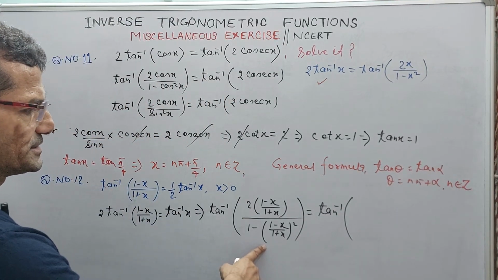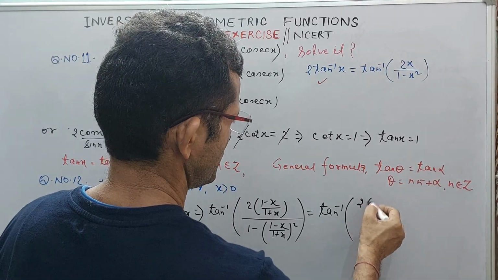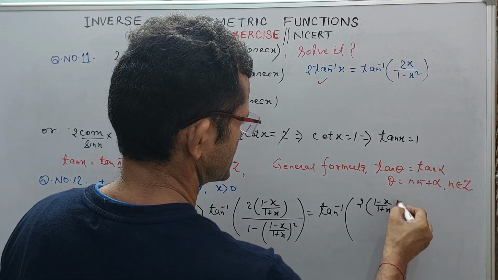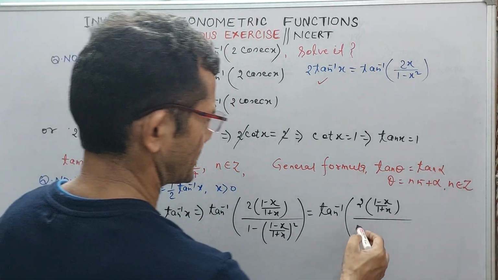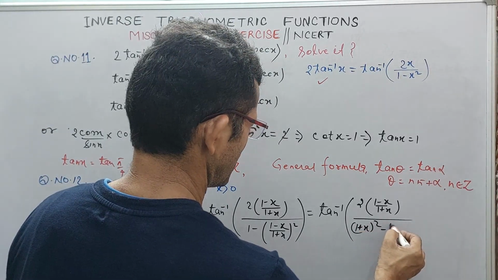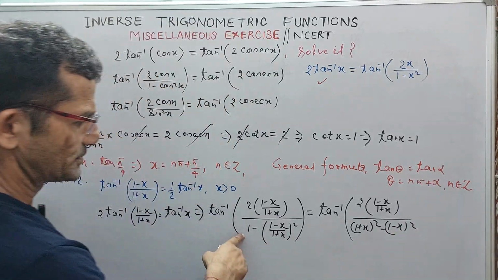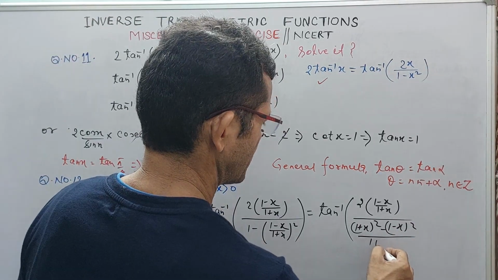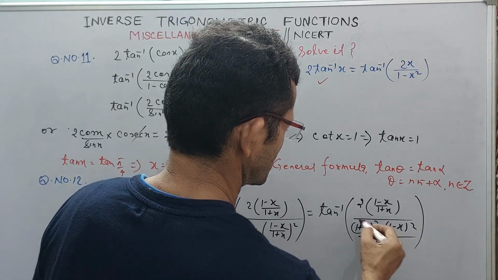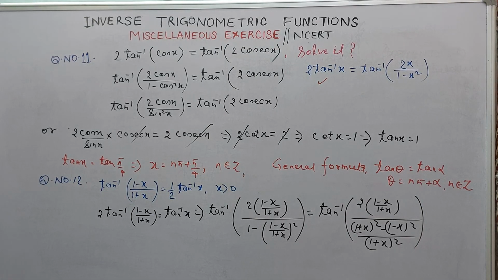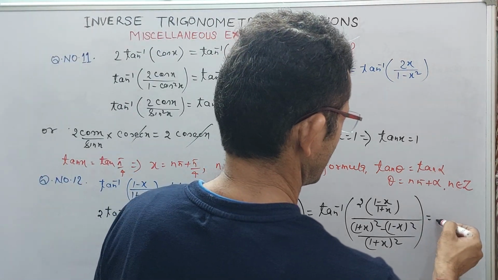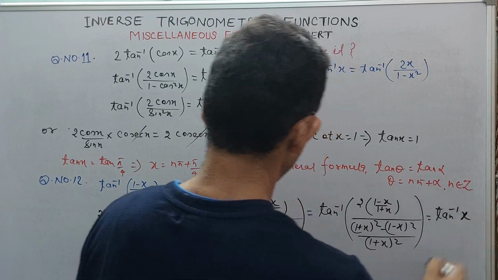Taking the LCM, in the numerator we have 2 times 1 minus x upon 1 plus x. Take the LCM in the denominator: 1 plus x whole square minus 1 minus x whole square, divided by 1 plus x whole square. Now this is the left part, and the right part, with 2 gone to this side, will be tan inverse x.